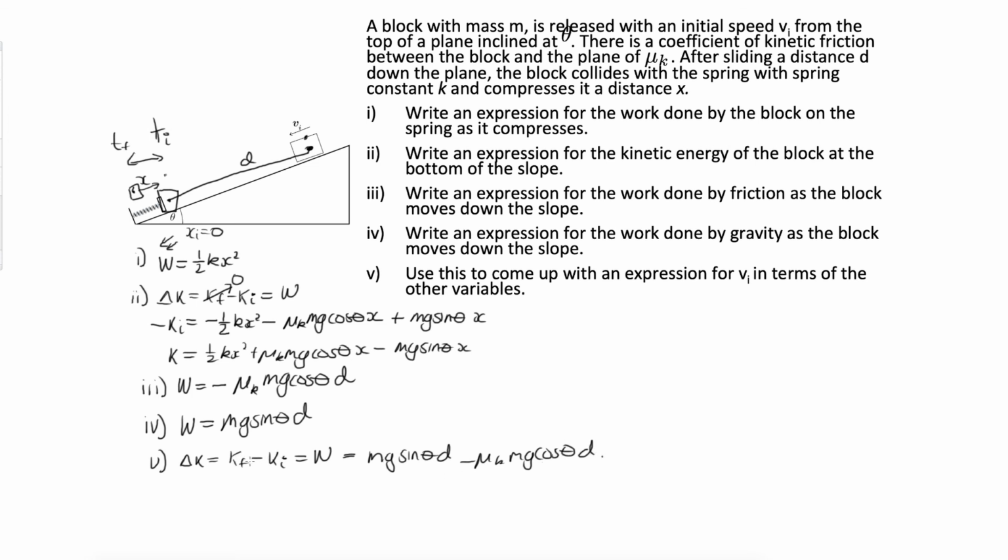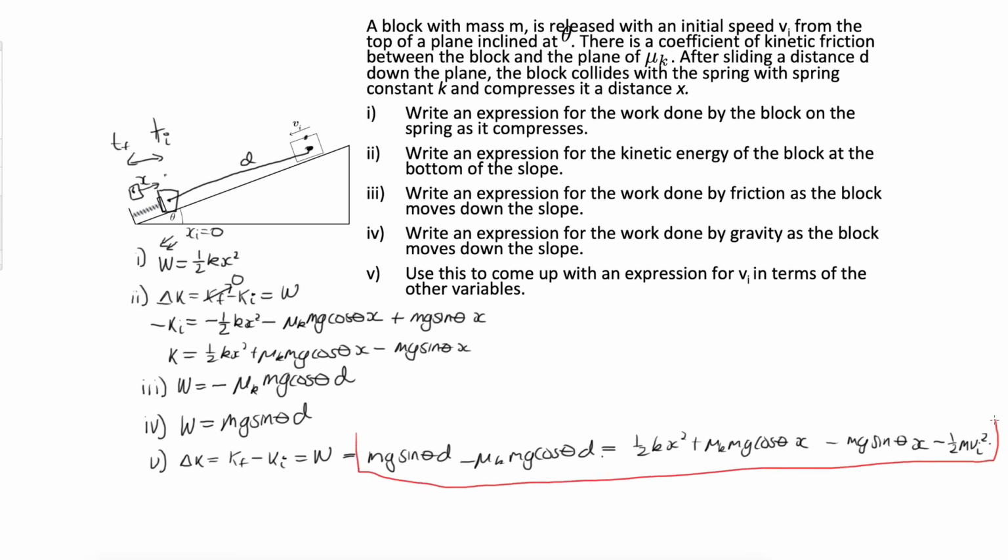And this is equal to the final kinetic energy, which is this half kx squared plus mu k mg cos theta x minus mg sine theta x, and then we've got the minus the initial kinetic energy, which is what we're trying to calculate, so that'll be a half m vi squared. Okay, now in every single term here, looking at this, we've got an m apart from this one, so we can cancel out all the m's, and this one we'll need to put over m.